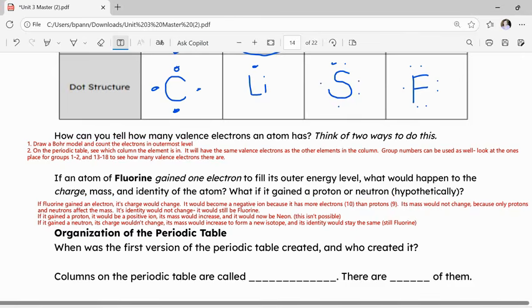If it had gained a neutron instead, its charge wouldn't change at all because neutrons are neutral. Its mass would increase, though. It would form a new isotope with a new mass number. But its identity would stay the same, it's still fluorine.